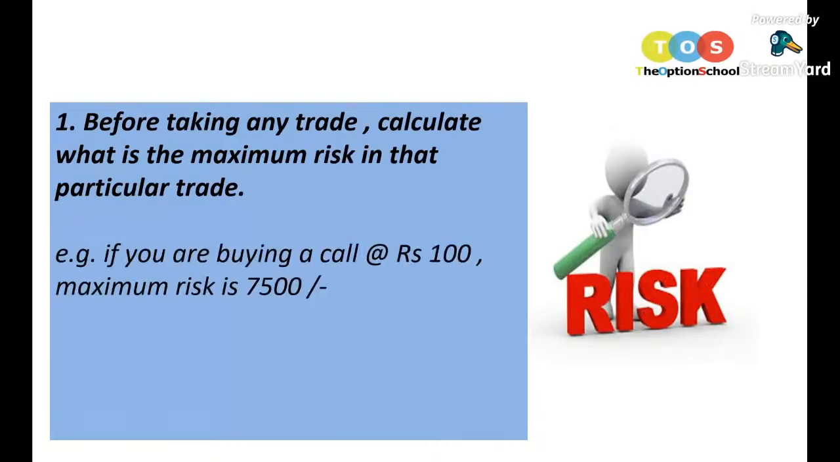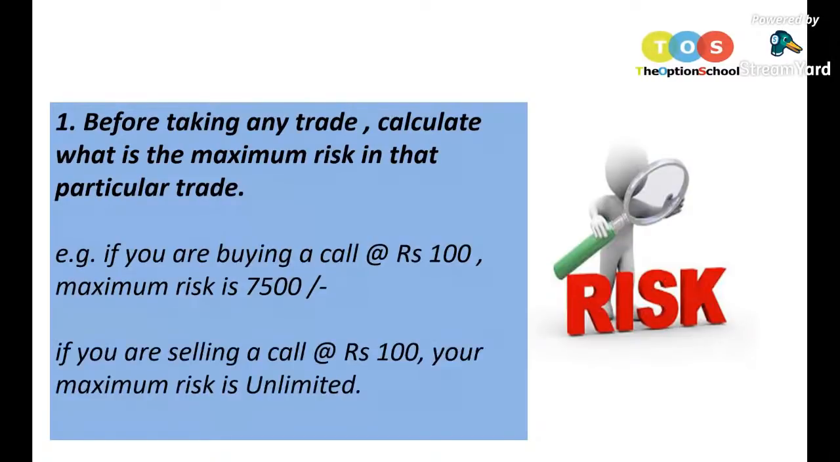Let me give you an example. Suppose you are buying a call at rupees 100, so maximum risk involved is 7500. I must know before taking the trade that yes, this is the kind of risk I am taking. My maximum, I can lose 7500 rupees in this trade. And suppose I am selling a call at rupees 100, your maximum risk is unlimited.